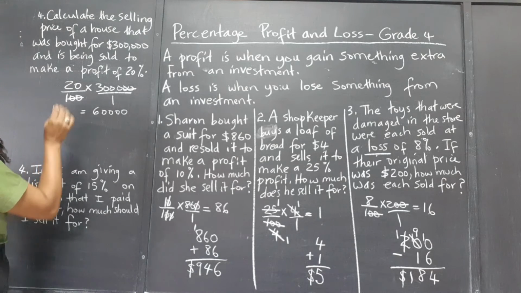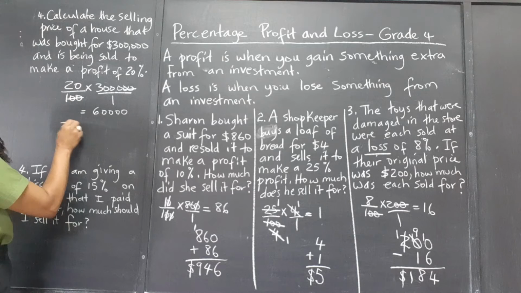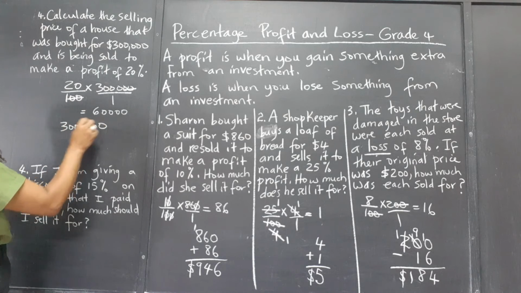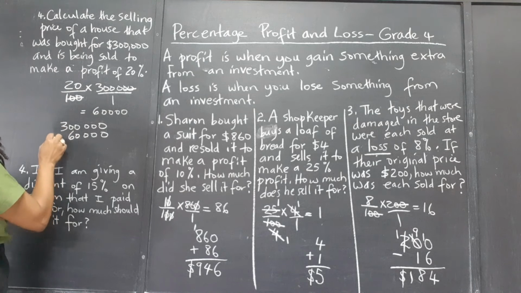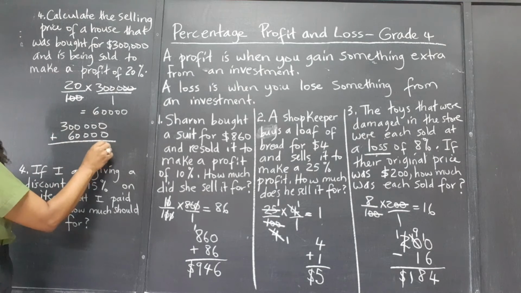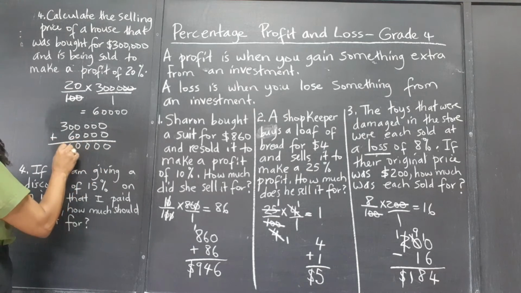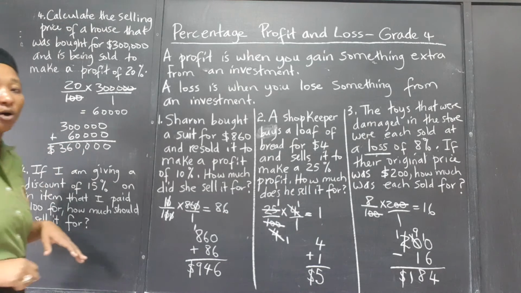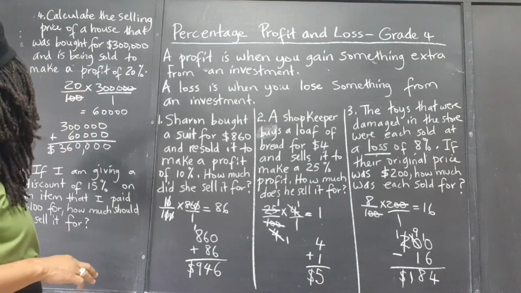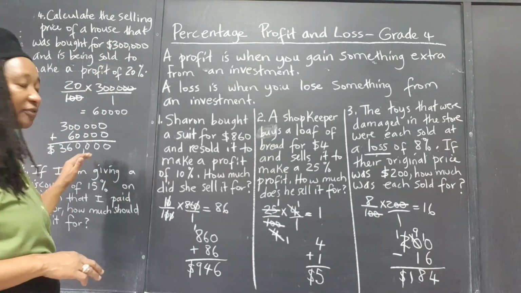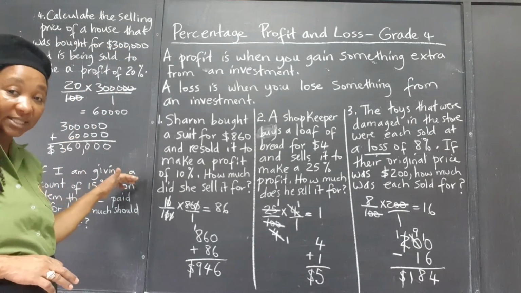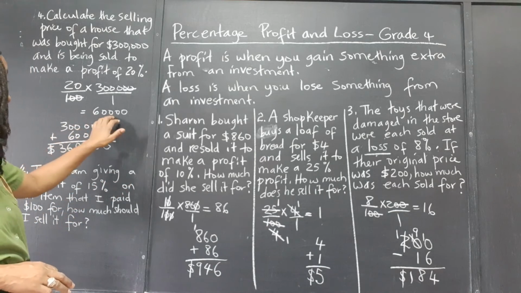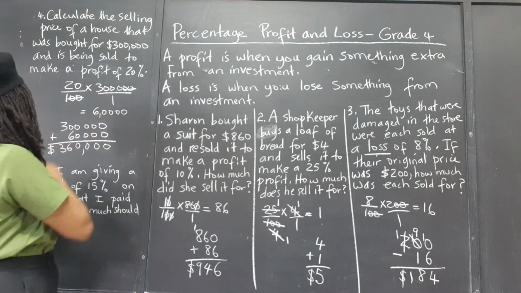And we are going to add that now to the 300,000 to see how much this person must sell the house for. $360,000. So the house was bought for 300,000, is being sold for 360,000. They are making a profit of $60,000.